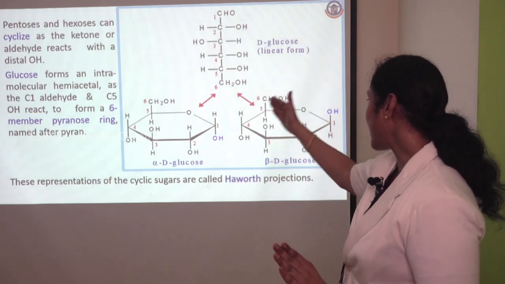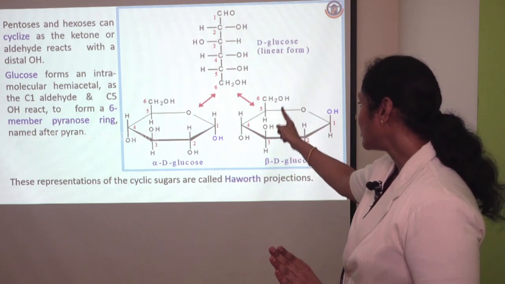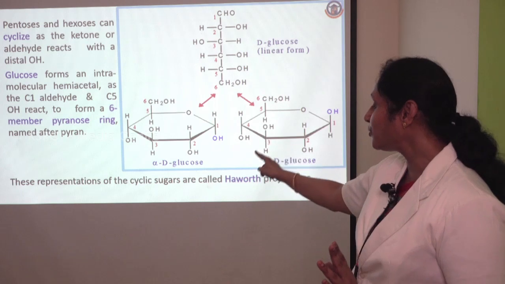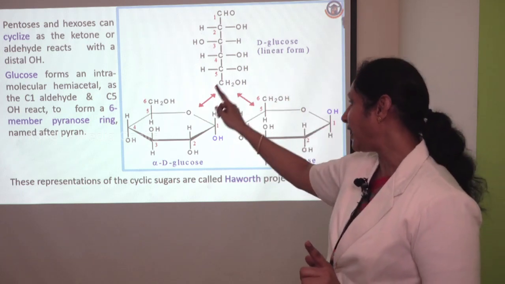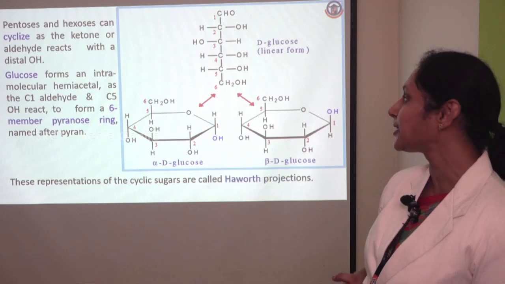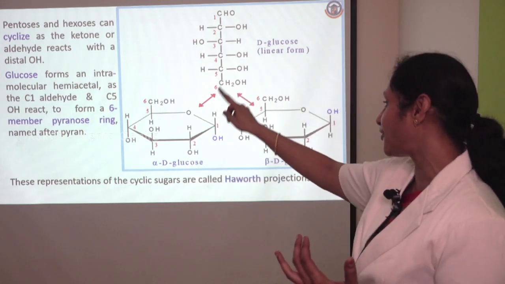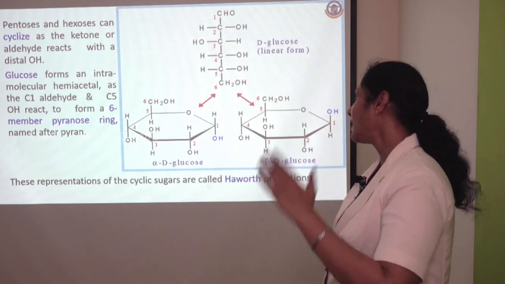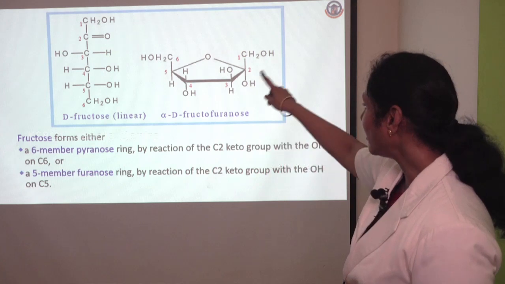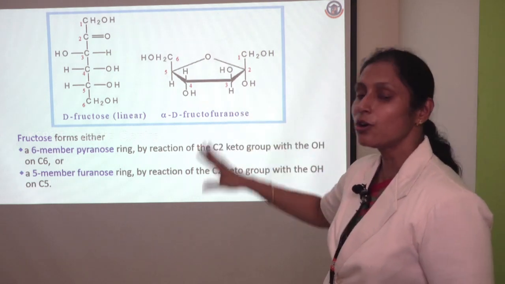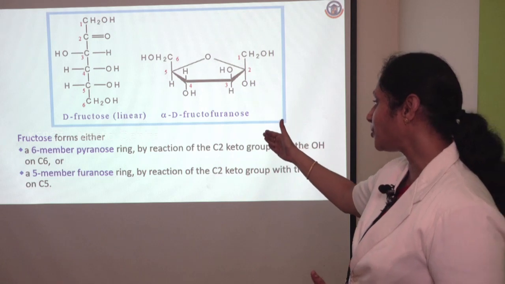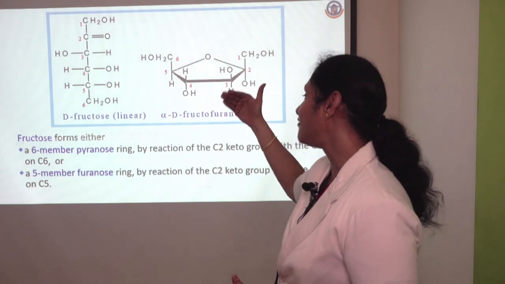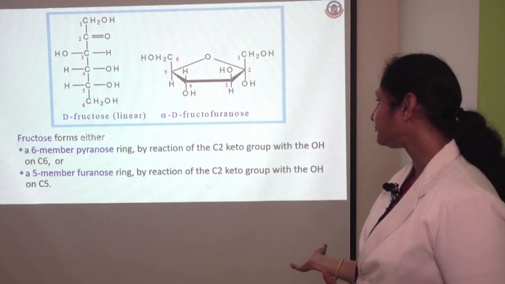And this is the cyclic structure of D-glucose. This is also D-glucose, but here we are going to give a new name, alpha and beta. So pentoses and hexoses can cyclize as ketones or aldehydes react with a distal hydroxyl group to form a hemiacetal or hemiketal, and to form a pyranose structure. Glucose forms only the pyranose structure, and fructose forms either pyranose or furanose. Pyranose is a 6-membered ring and furanose is a 5-membered ring.